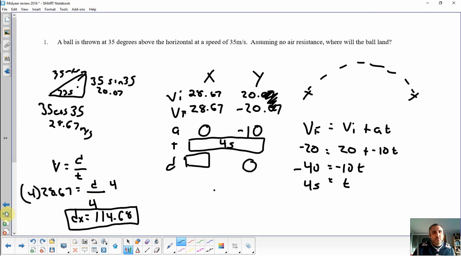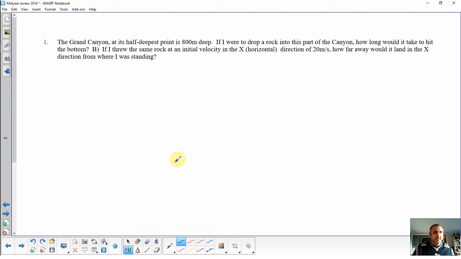The next question is about the Grand Canyon. So now this is going to be a cliff problem. Grand Canyon at its deepest point is 800 meters. If I were to drop a rock in this part of the canyon, how long would it take to hit the bottom? If I threw the same rock with an initial velocity in the horizontal direction, 20 meters per second, where's it going to land?